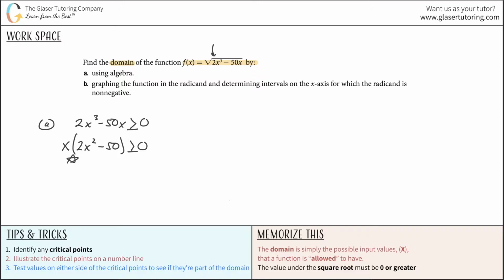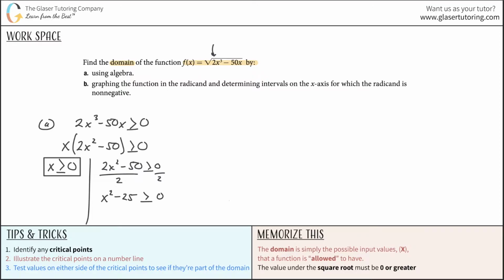Now I can basically break this up into two pieces. I can say that x is greater than or equal to 0. And then I can also break this up into 2x squared minus 50 is greater than or equal to 0. Now on this piece, we can factor out a 2, or divide both sides by 2. When I divide both sides by 2, I get x squared minus 25 is greater than or equal to 0.